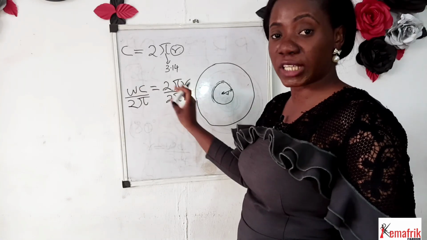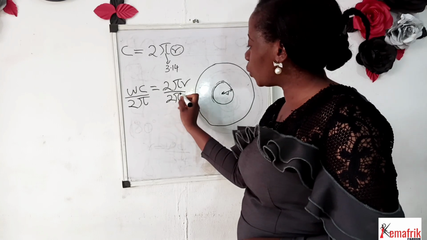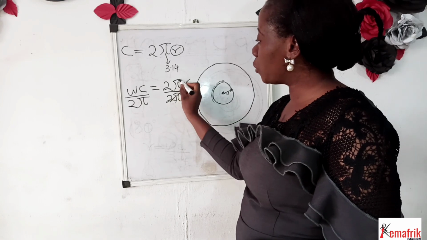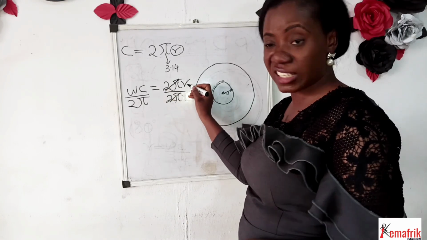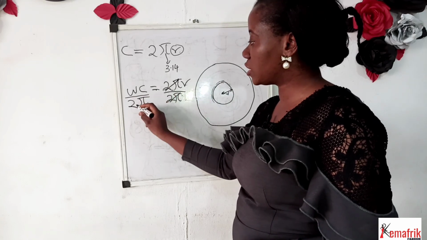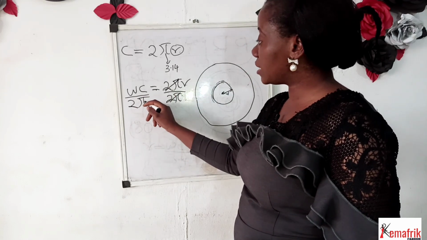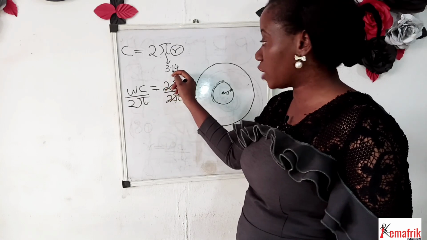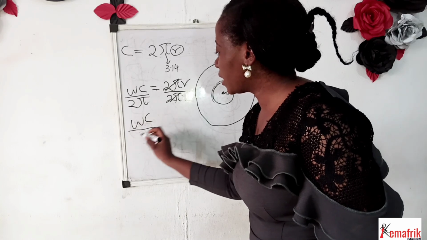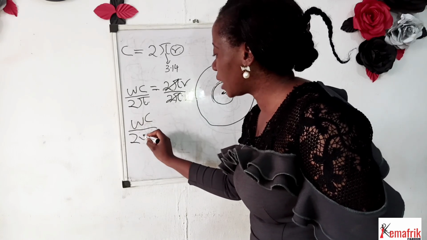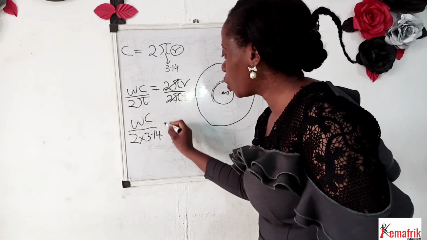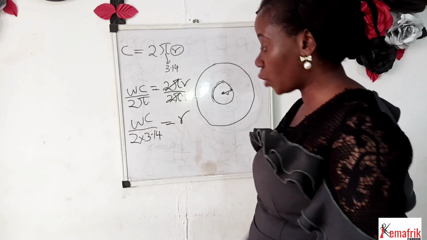So we are doing the same thing to both sides of the equation. So this 2 pi will rule out the 2 pi we have here, and that leaves us with r, right? So that means r is equal to the waist circumference divided by 2 pi. And I already said that pi here is 3.14, right? So waist circumference divided by 2 times 3.14 will give us the radius we are looking for.